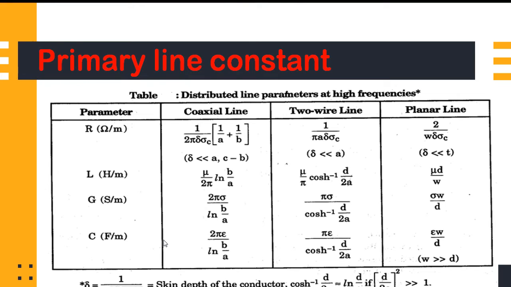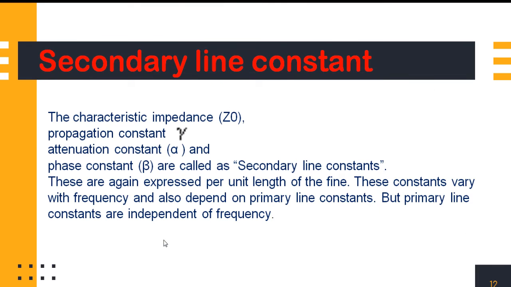Now see here the primary line constants along with the distributed line parameters at high frequency for three different types of transmission line: coaxial line, two wire line and planar line. Here all the parameters are: resistance measured in ohm per meter, inductance measured in Henry per meter, conductance measured in Siemens per meter or mho per meter, and capacitance measured in farad per meter.